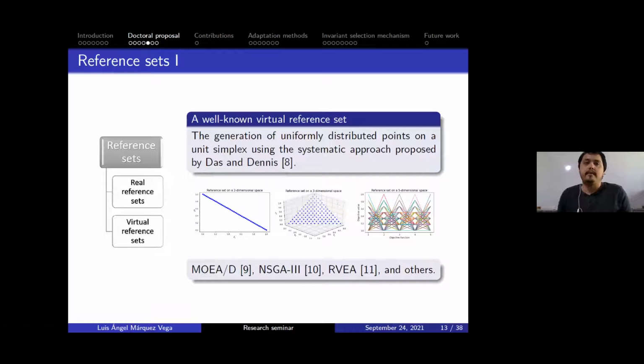I will talk a little about reference sets. The reference sets can be classified into 2 categories: real reference sets, which are generated with solutions found during the evolutionary process, and virtual reference sets, which are composed of objective vectors that are generated in the objective space. A well-known mechanism to generate a virtual reference set is the generation of uniformly distributed points on a unit simplex. Some well-known MOEAs that use this virtual reference set are the MOEA based on decomposition, the NSGA-III, and the RVEA, among others.